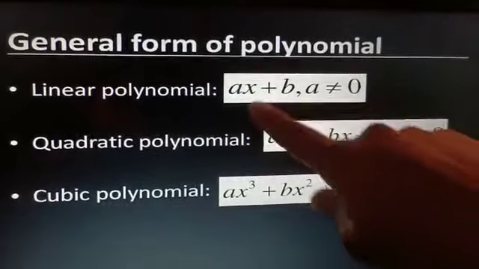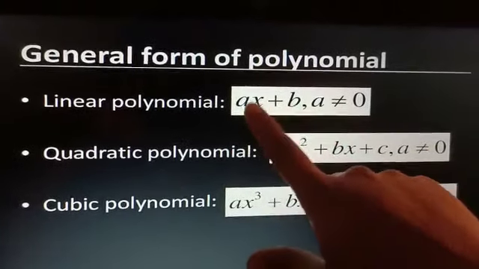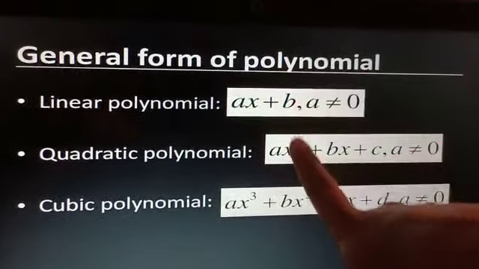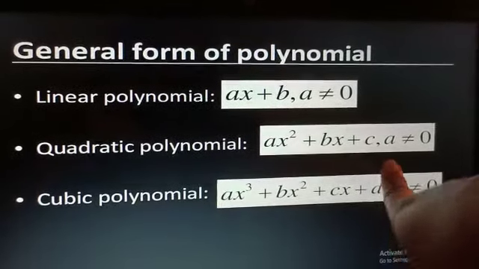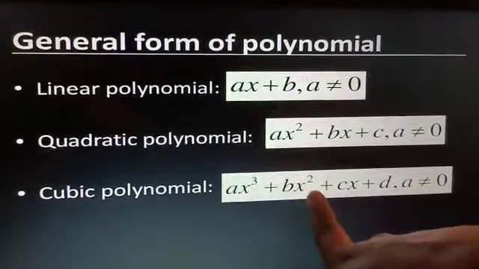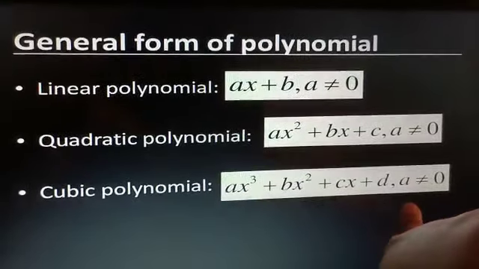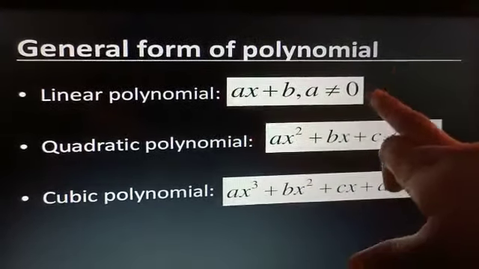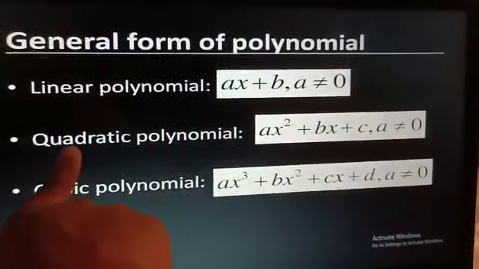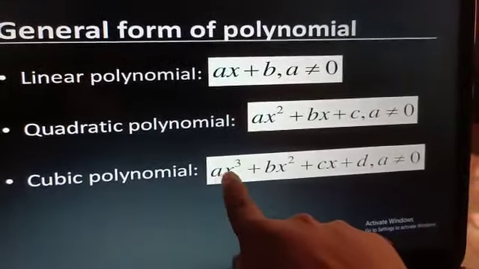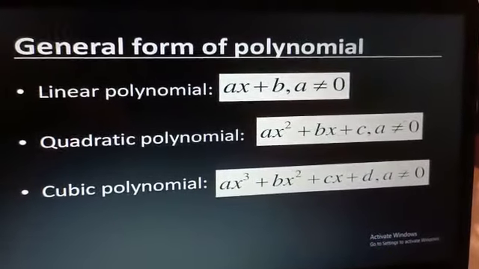Okay. Look at the general formula. ax plus b has x to the power 1, x to the power 0. ax square plus bx plus c has x to the power 2, x to the power 1, x to the power 0. ax cube plus bx square plus cx plus d has x to the power 3, x to the power 2, x to the power 1, x to the power 0. So degree of the polynomial 1, therefore linear. Degree of the polynomial 2, therefore quadratic. Degree of the polynomial 3, therefore cubic.